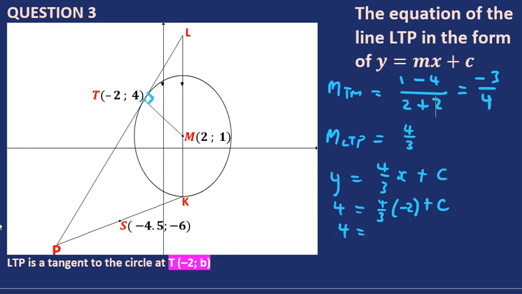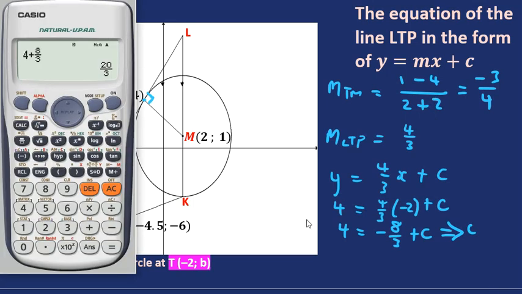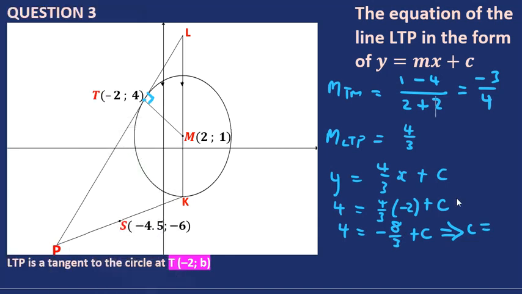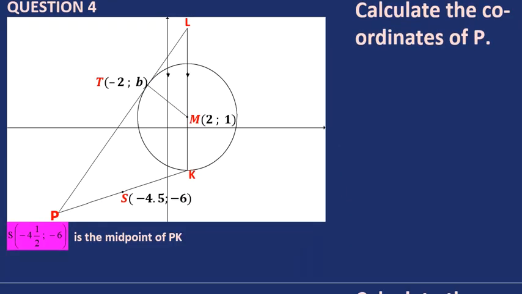which gives us -8/3 plus c. So to find c, we can simplify. So we've got 4 on one side, and if we take the 8/3 over, 4 plus 8/3 will give us 20/3. So c is equal to 20/3. Now the final equation will be y equals m of 4/3 x plus c of 20/3. That is our solution. Let's go now to question 4.